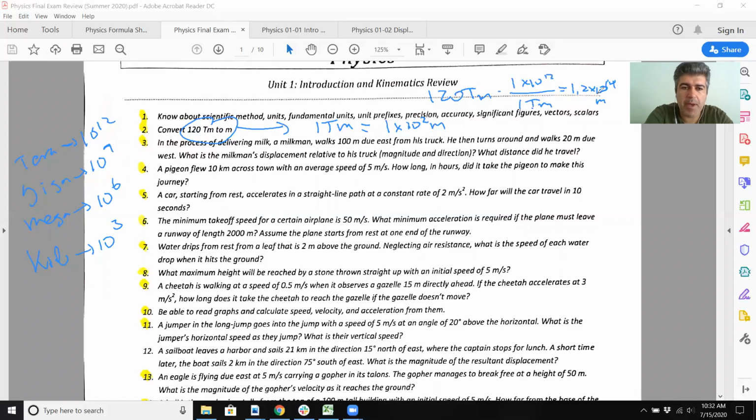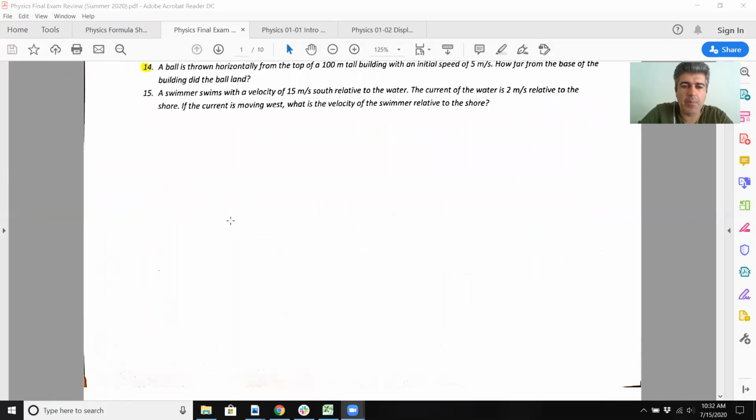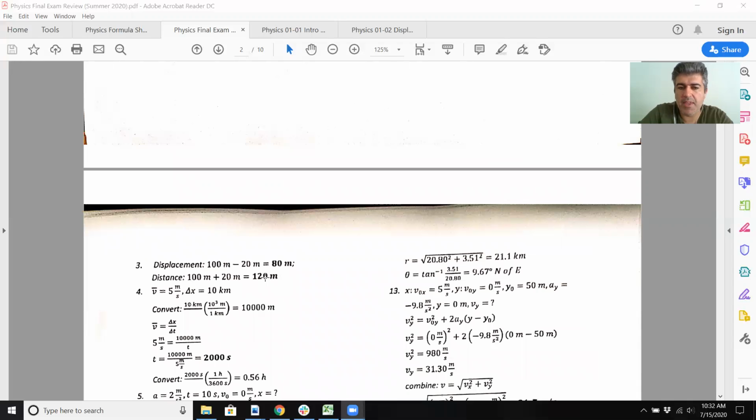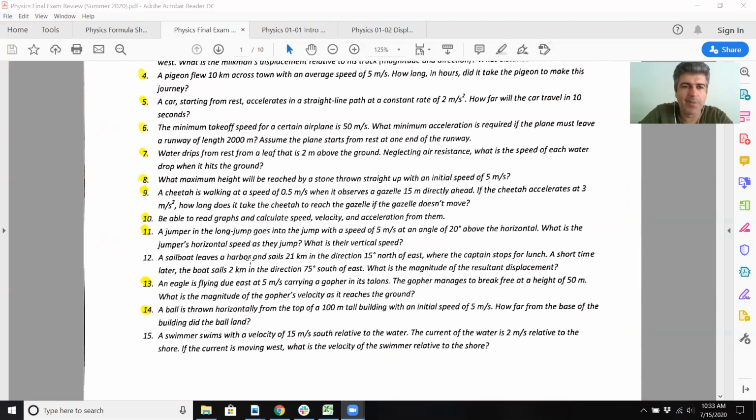Number 3 is kind of talking about direction. So you go 120 meters due east, turn around, then you walk 20 meters due west. What is the displacement? Obviously, it's 80 meters east, but you travel 120 meters because you have 100 one way and 20 the other way. So if you're running a Fitbit or a device that kept track of your steps, your motion, you walk 120 meters, but your displacement's 80 meters east. And if you look at the answer key, you can kind of see they compute that for you. So that's just good review.